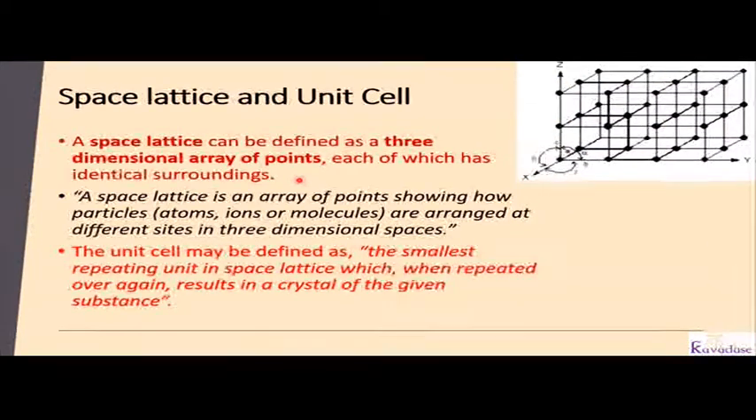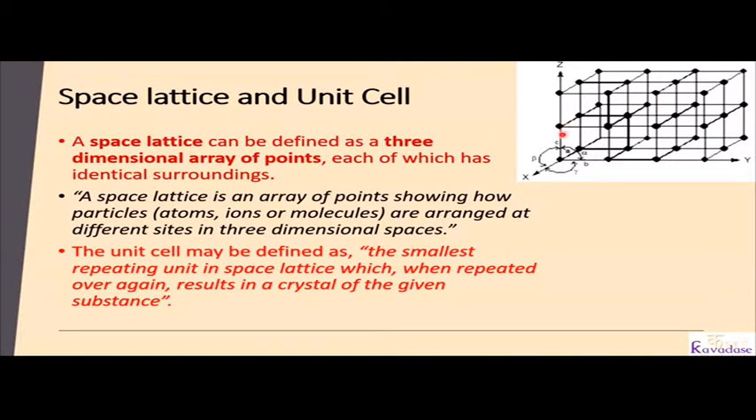So in this image you can see this is the space lattice. This complete thing is the space lattice, which is three-dimensional. This is dimension number 1, this is dimension number 2, and this is dimension number 3. So a three-dimensional array of points. These are the points, and these points are the atoms. So a three-dimensional array of atoms is known as a space lattice.